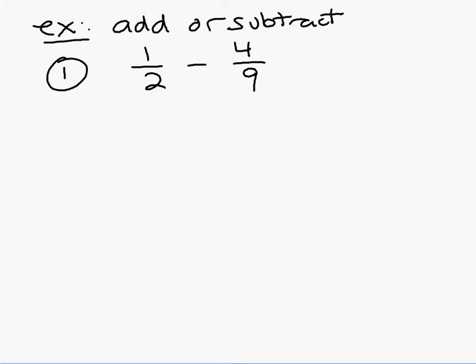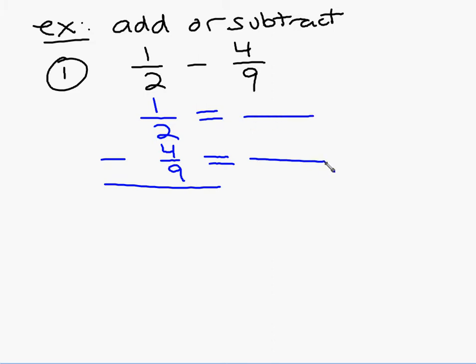First off, we're going to stack these on top of each other. 1/2 minus 4/9. That's important, I believe, to stack them on top of each other. And what we're going to do is change this into 2 new equivalent fractions. And the new fractions are going to have common denominators. How do we find out what that common denominator is?